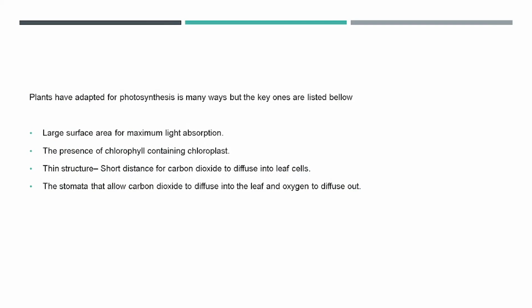Now, plants have adapted for photosynthesis in many ways, but the key ones are listed below. They have a large surface area for maximum light absorption, and the presence of chlorophyll-containing chloroplasts. They have a thin structure or a thin leaf, a short distance for carbon dioxide to diffuse into the leaf cells, and stomata that allow carbon dioxide to diffuse into the leaf and oxygen to diffuse out.